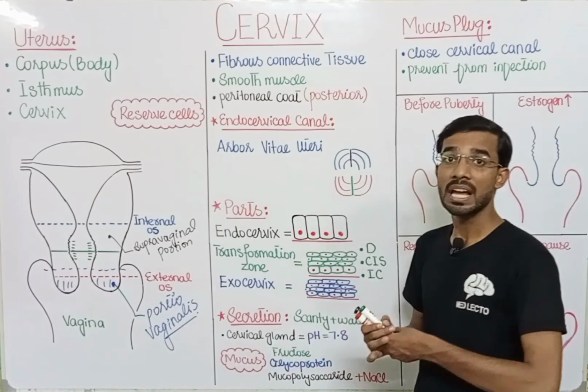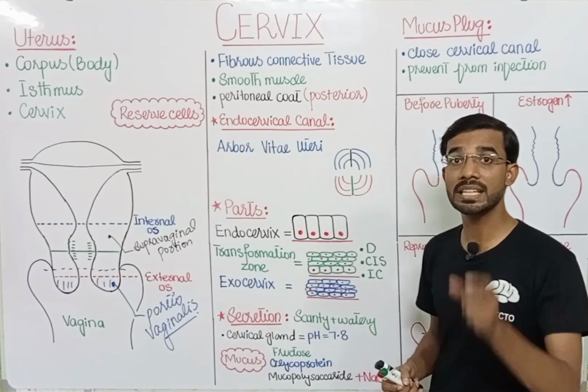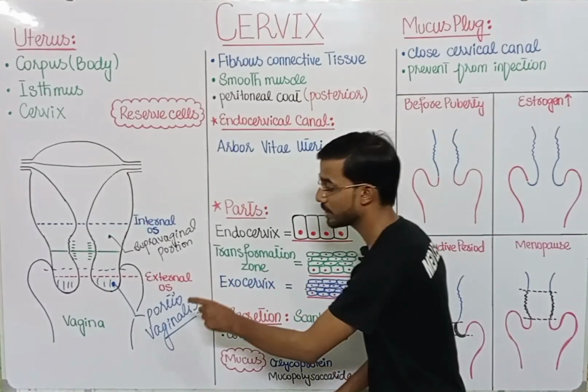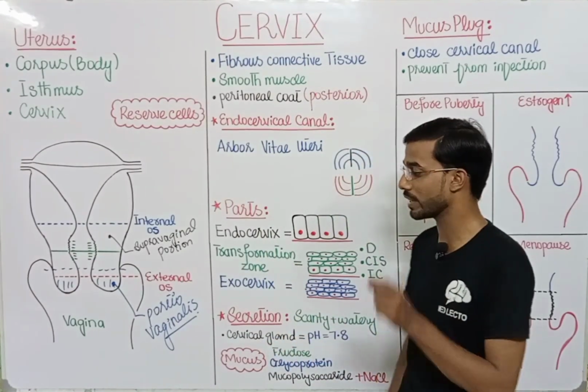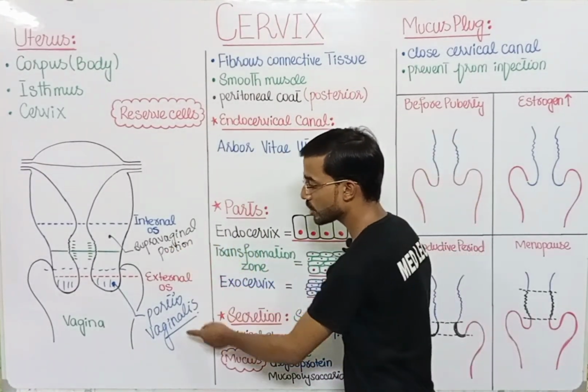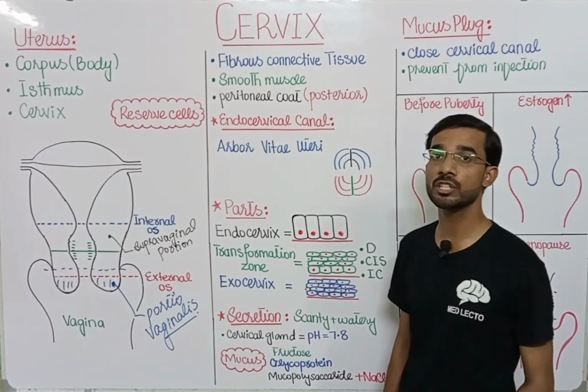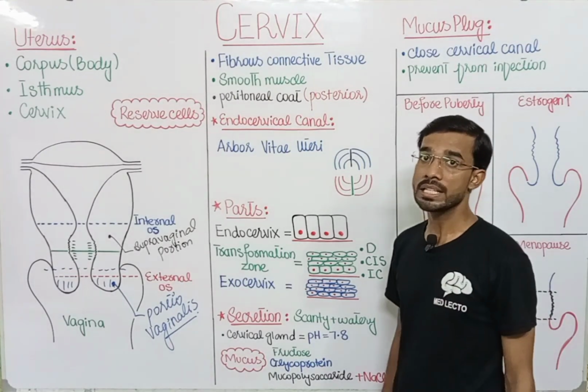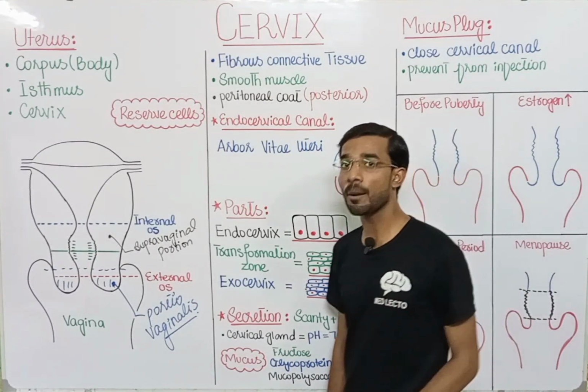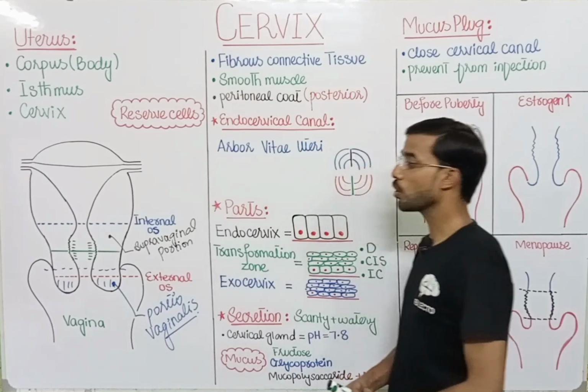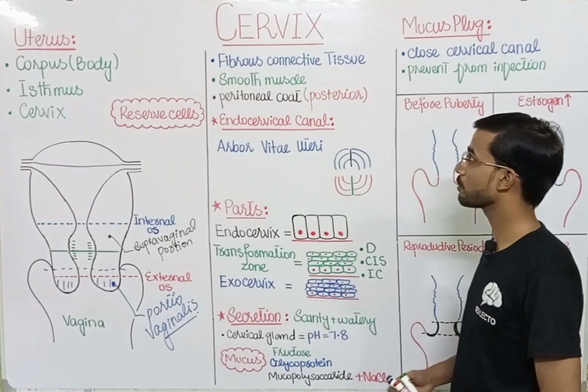Portio means segment. This segment of the cervix lies in the vagina, so that's why we call it the portio vaginalis. The supravaginal portion and the portio vaginalis are the two parts of the cervix. Now if we see the composition of the cervix, there are three most important things you have to remember.